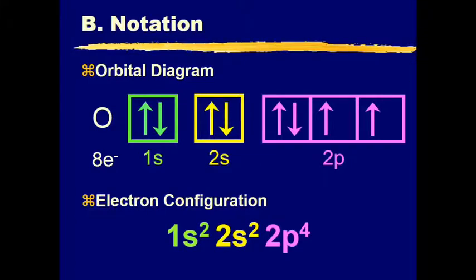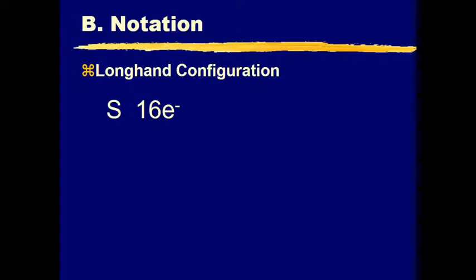And going back to this example with oxygen there at the bottom, the electron configuration for oxygen is 1s2, 2s2, 2p4. So again, it is a condensed version of what orbital notation is. So far, orbital notation and electron configuration. Now we're going to move on to noble gas notation. In the PowerPoint, it's called longhand configuration, but you will hear me refer to it as noble gas notation.